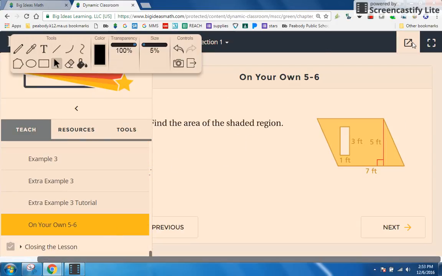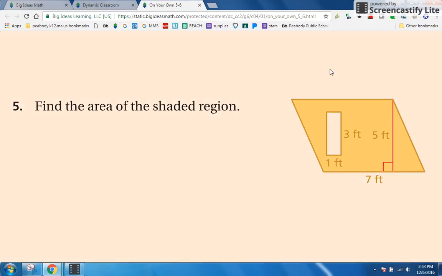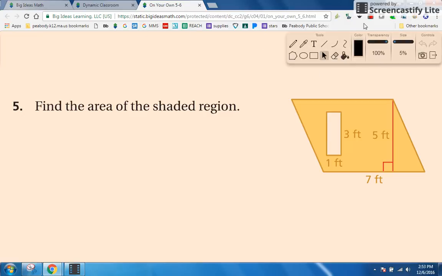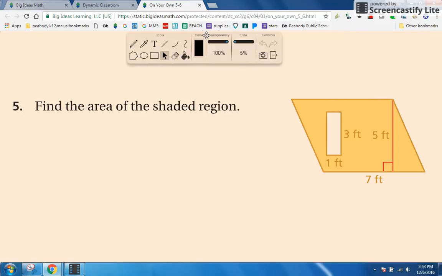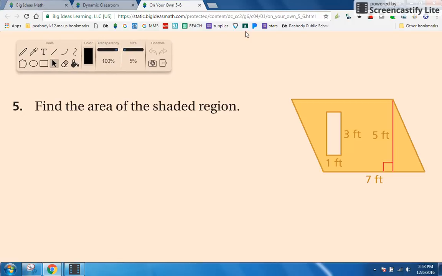Okay, here's another one that I'm going to do as an example, and then I'm going to give you one to try. So they want us to find the area of the shaded region. In order to do that, you need to figure out the area of the whole thing and then the area of the rectangular shape and then subtract them, just like on the notes.